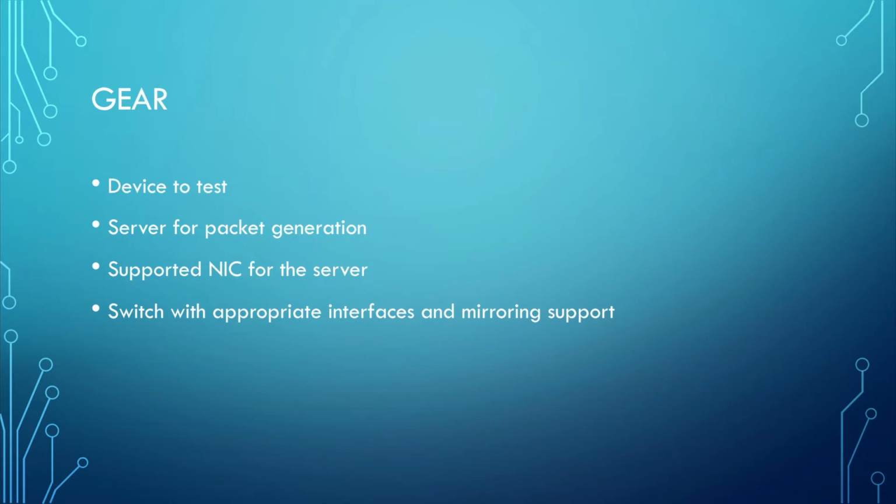So what do you need to use to do this? First, you need the device you want to test. You need your Suricata sensor, your Bro sensor, whatever. Next up, you need another server to act as the traffic generator. This can be a fairly low-end server, but it's still going to need high-end NICs because it's going to be sending a lot of traffic.